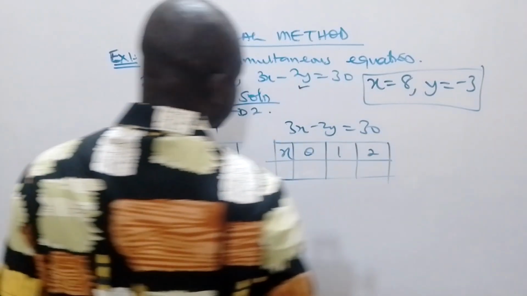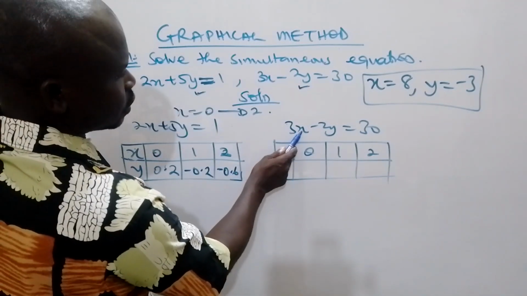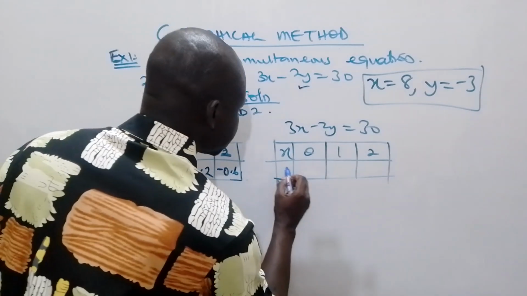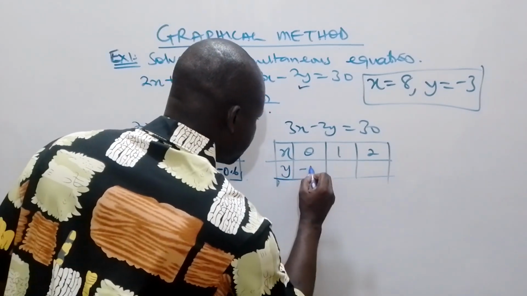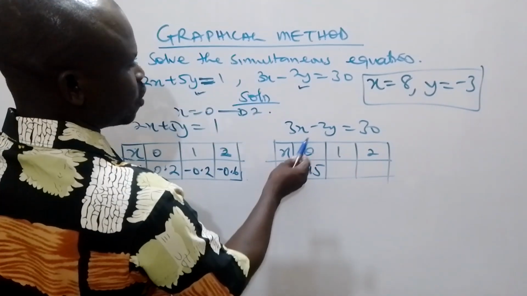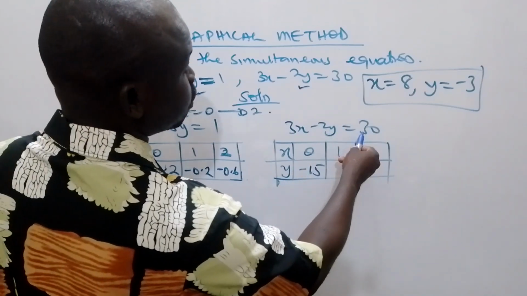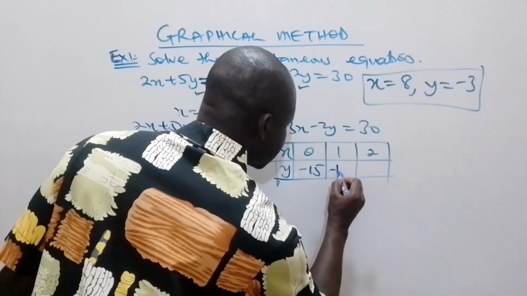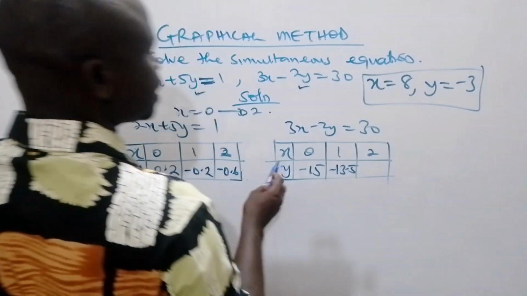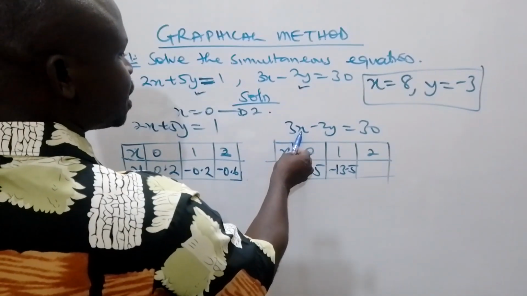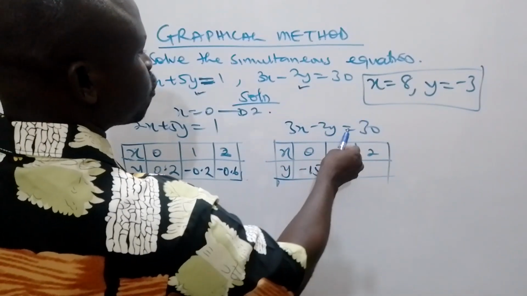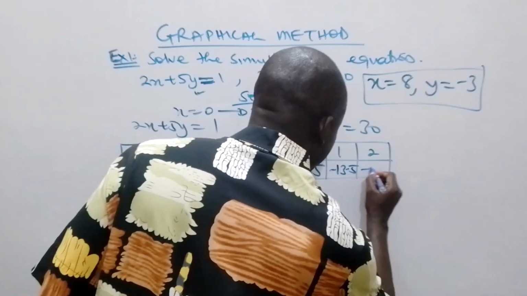So we come to the second equation. When x is equal to 0, then y will be equal to minus 15. When x is equal to 1, I'm going to have minus 2y equal to 27, then y will be equal to minus 13.5. Then when x is equal to 2, I have 2 times 3, 6, so I will have minus 2y equal to 24, then y will be equal to minus 12.